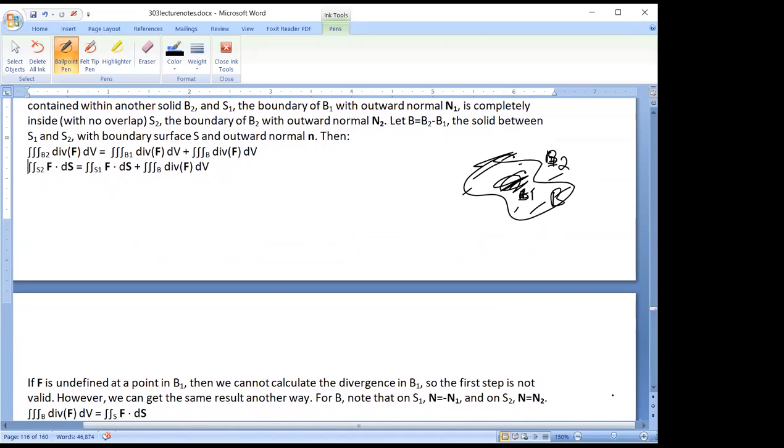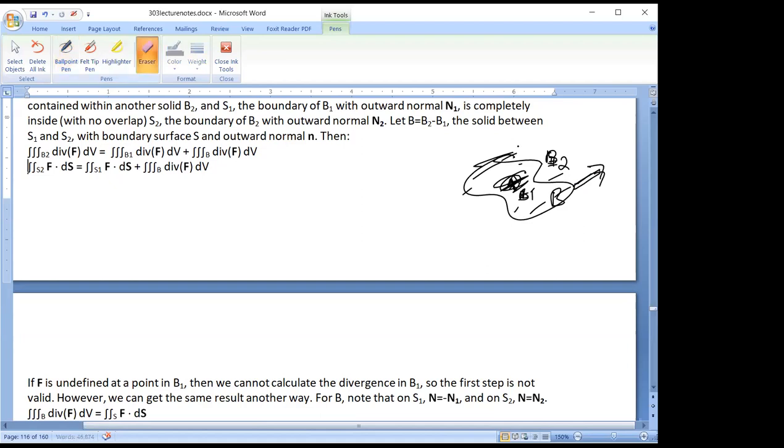However, we wouldn't be able to write down that first line before getting the second equation. But we can get it another way. So for the between solid B, note that if we want to have outward normals, the outward normal N2 is still pointing outward. Let me use my graph for a second. However, the outward normal for B on the inside has to point inward.